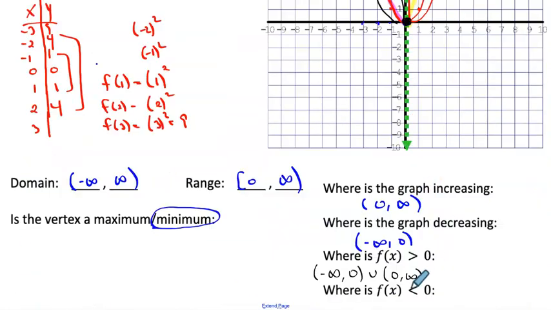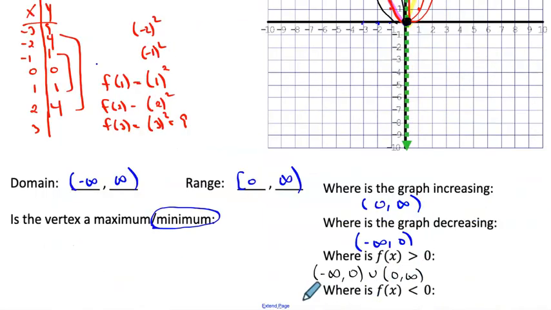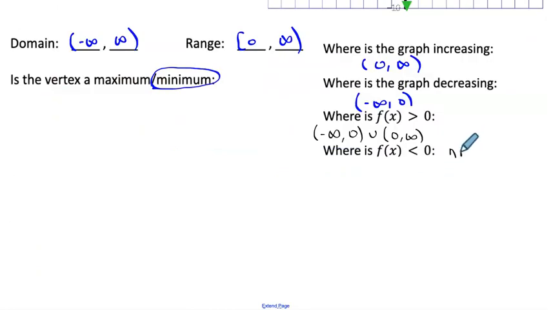And then the second question is, where is f of x less than 0? There are no y values on this graph that have a y value less than 0, so in this case, none.